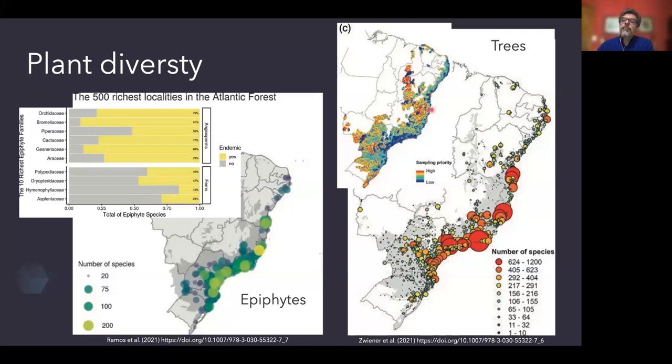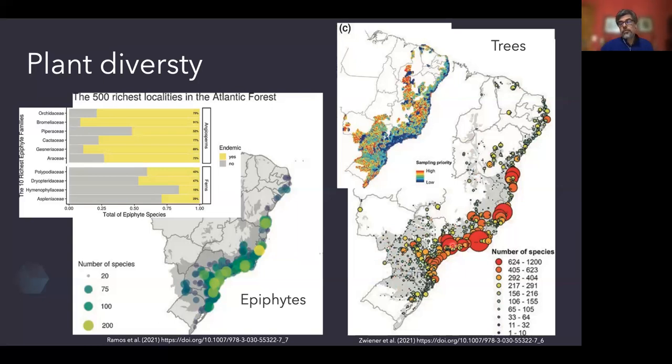Here is the sampling priority. Where should we go to do inventories, to study the trees? Because as you see, for example, here you have a huge gap in this region, so this is a priority for study. Also here along the dry forests, you have a huge gap, and to the west here also. So we need to go there and do more plant inventories, because we don't know much about the tree diversity in those areas, as opposed to the coast here.